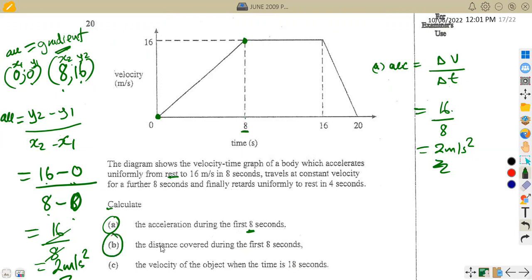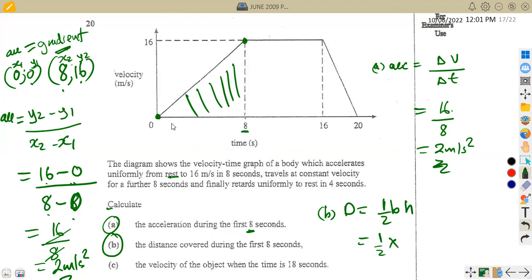Okay, the B part now, the distance covered during the first 8 seconds. So this is the first 8 seconds. What do we have? It's a triangle. Remember, I told you guys distance is equal to the area. And that's a right angle triangle, which is half base times perpendicular height. So it's half times the base from 0 to 8, times the height, which corresponds with 16. So half of 16 is 8. 8 times 8 is 64 meters. So yes, you are calculating area, but that is distance, so you have to write it as meters. There are no square units because you are calculating distance.